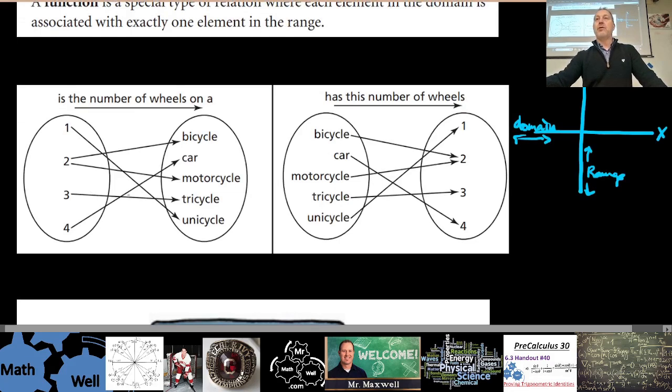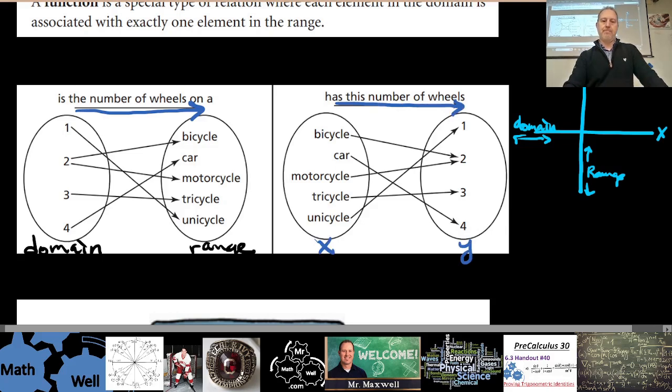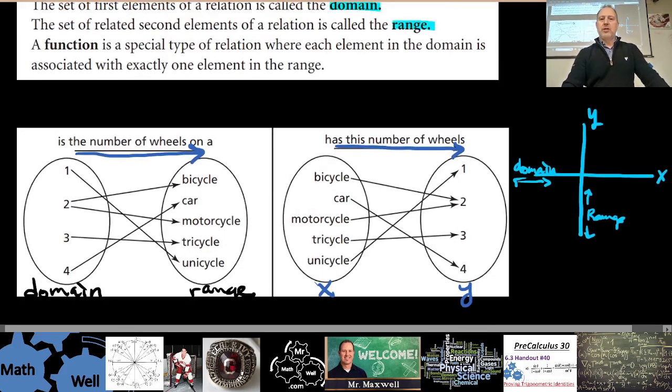If we have an arrow diagram here, the domain is always on the left and the range is on the right. Notice that the arrow here goes left to right. Whichever set we start with, and then we go to the other set, the starting is the x, and the ending, the values on the other side of the arrow, are the y: domain and range.